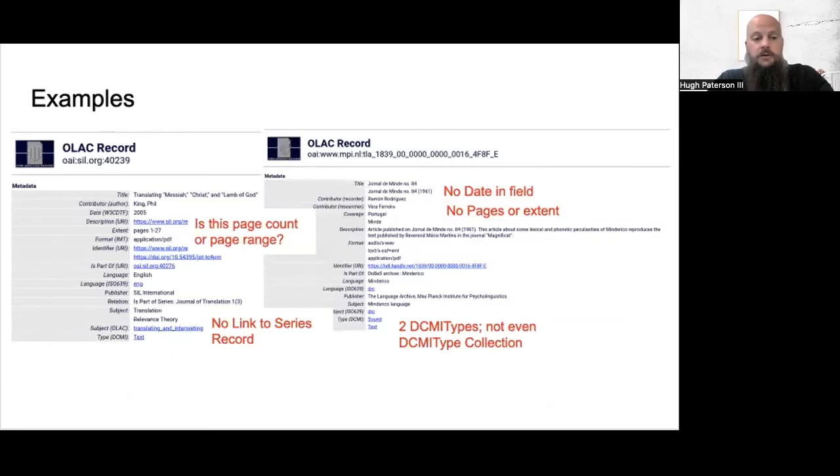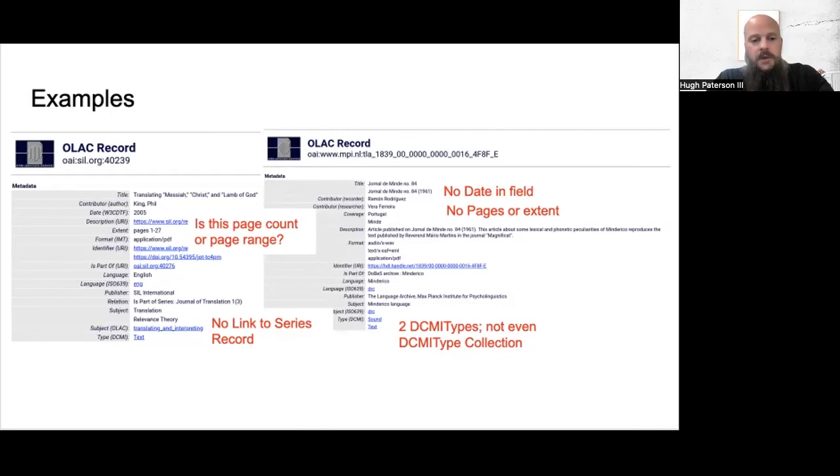Now, looking at other examples of published journal articles, the one on the left here, "Translated Messiah, Christ, and Lamb of God," provided by SIL, has some confusion in the extent field. And in the relation field, it has the name of the journal series, but it doesn't have a link to that because the provider did not provide a record for the volume or the issue or the journal.